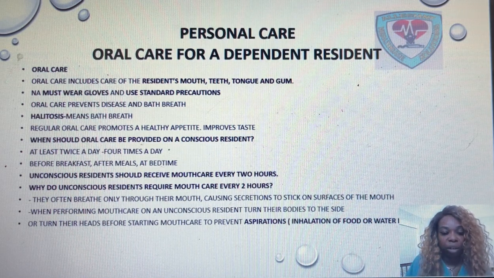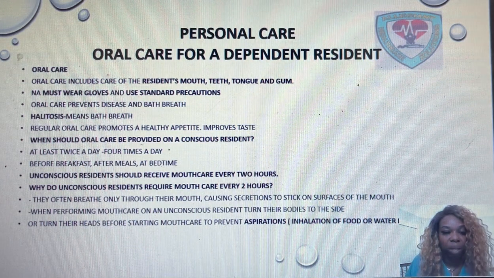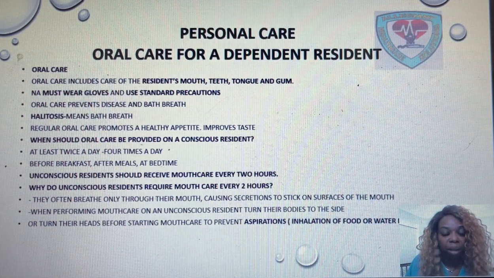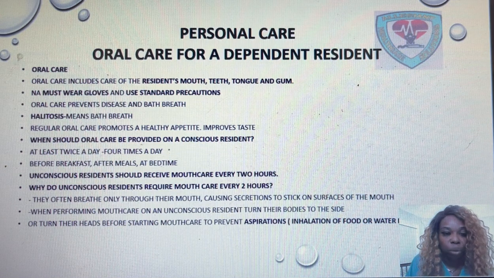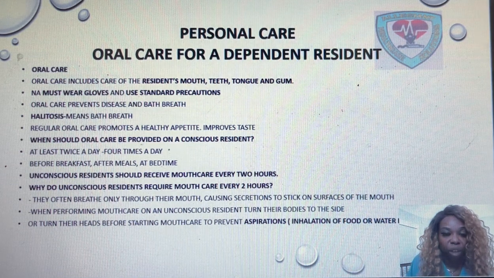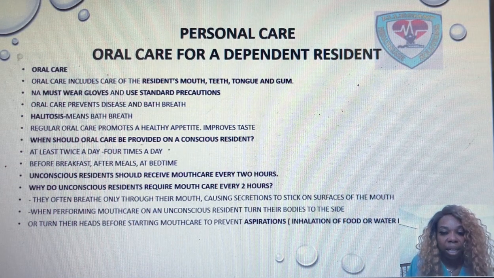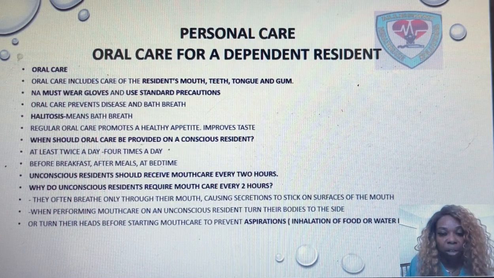The purpose of turning their body or their head to the side is to prevent them from choking. You want to also make sure, of course, that you're using a barrier, but you want to prevent them from choking. And so allowing those fluids to drain out of the side of an unconscious resident's mouth will prevent them from aspirating. Aspirating is the inhalation of food or water or a foreign substance that's in the lungs. It can lead to pneumonia, which can in turn lead to death.